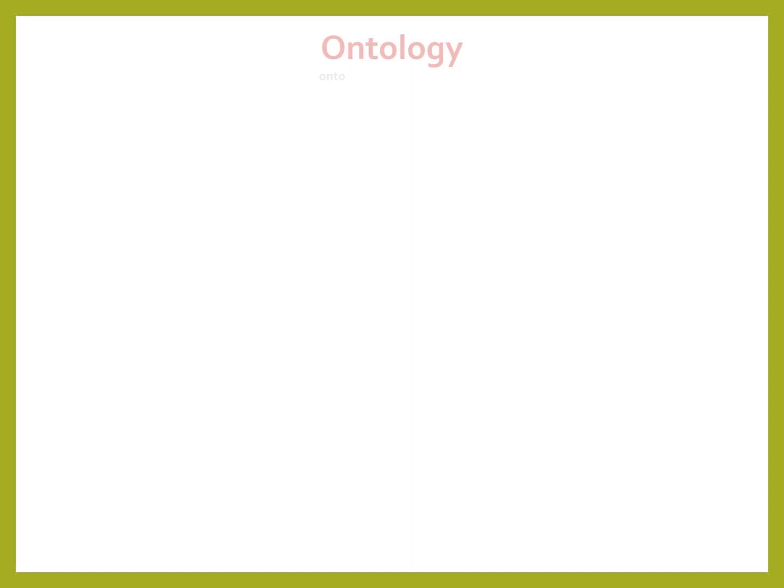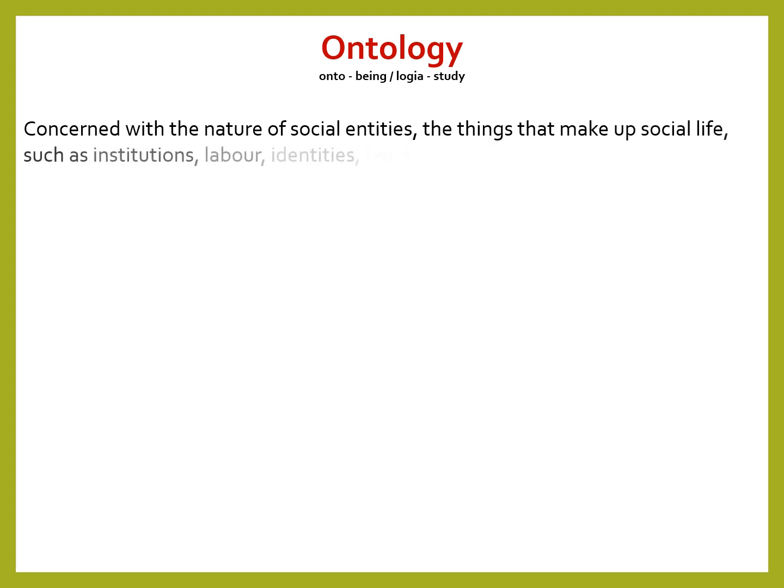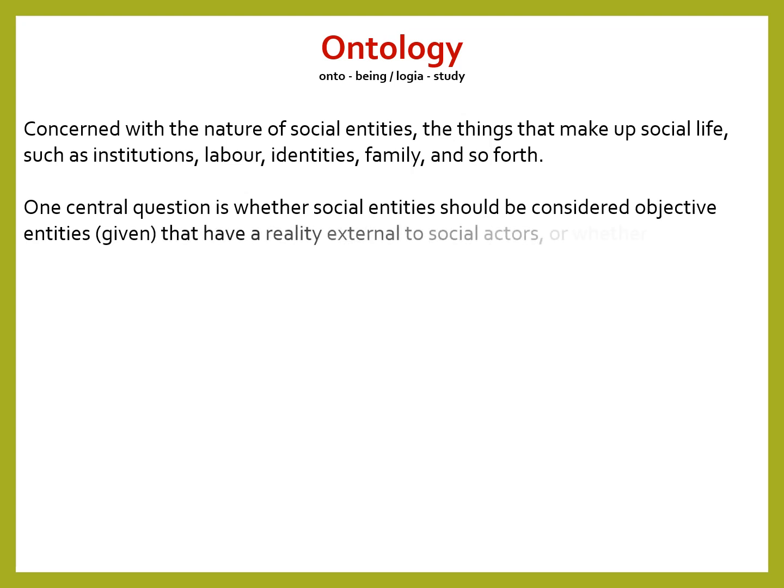We move forward to our next term, ontology. From Greek, ontology means the study of beings. For us, this is about understanding the nature of social entities, the very things that make up social life, such as the institutions and social frameworks we live in, labor, our identities, families, friendship, and so forth.